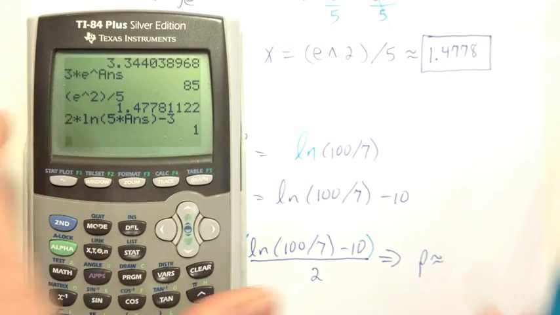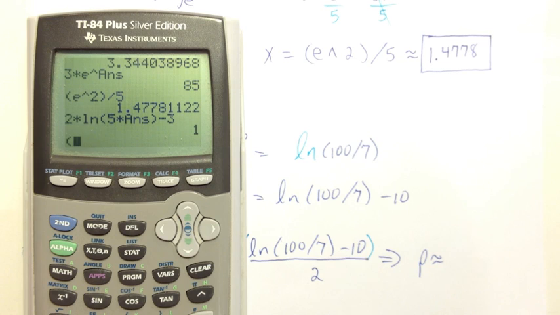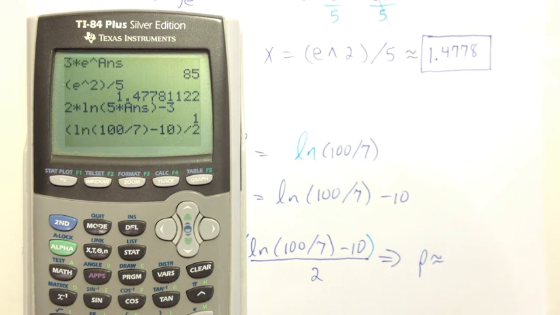So let me go ahead and bring in the calculator again, and let's try and enter that in. So parentheses around the top, natural log of 100 over 7, that ends what's inside my natural log, so I end those parentheses. And then I have the minus 10. That ends my numerator, so I end those parentheses, and then all of that's supposed to be divided by 2.